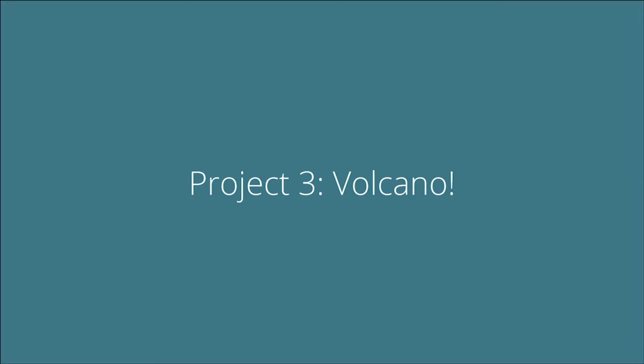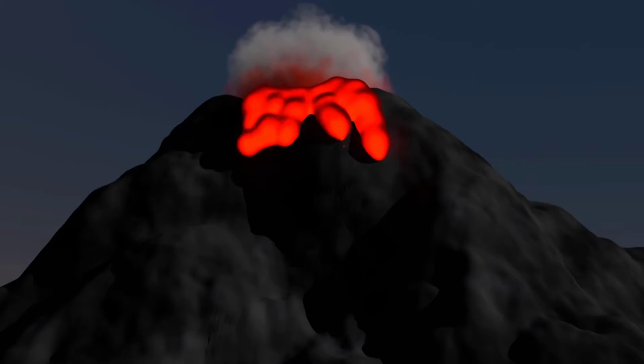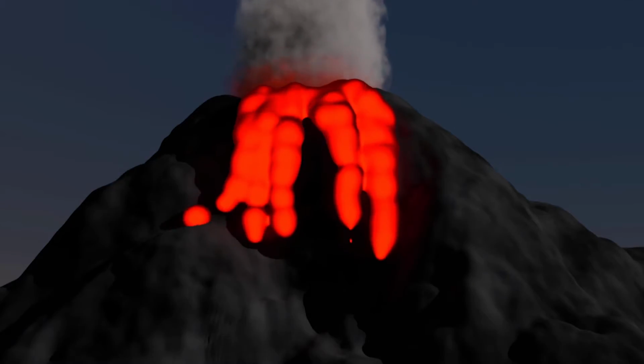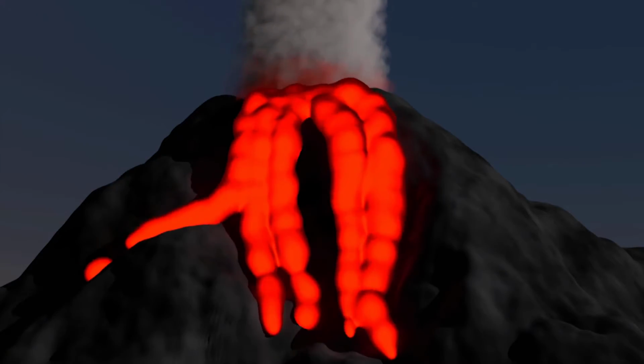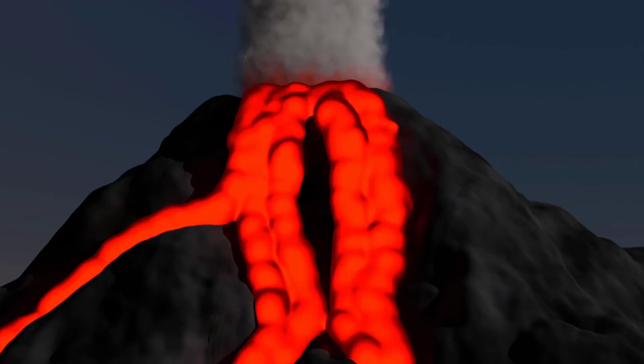In this project we're going to create a volcano in a rocky terrain. Flowing down the sides of the volcano will be glowing rivers of lava, and billowing from the cone will be a cloud of noxious fumes and gas.